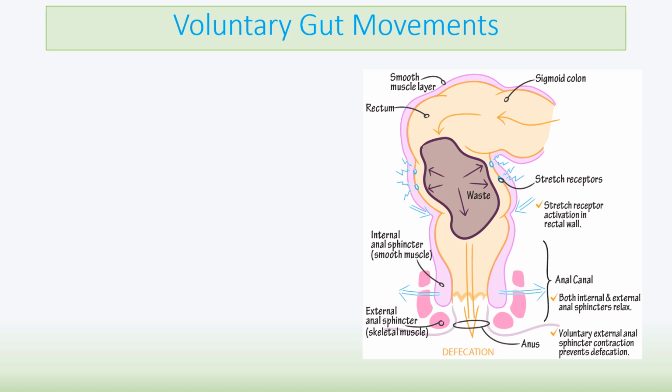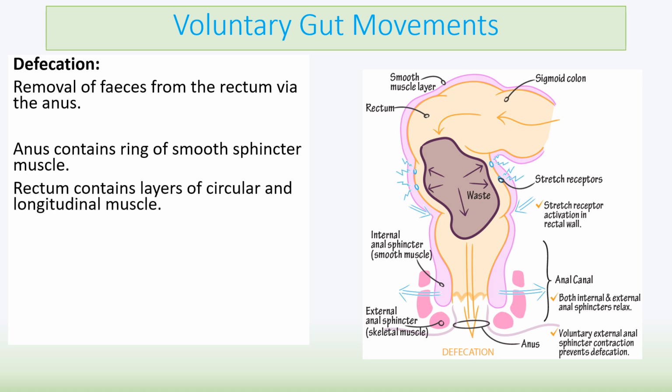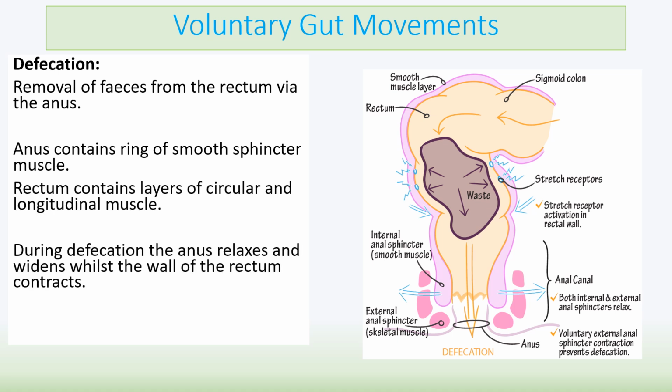Once you get to the end of your digestive system, we obviously need to defecate, so the release of feces via the anus through the rectum is here. So the anus contains rings of smooth sphincter muscles, the rectum contains layers of circular and longitudinal muscles. And during defecation, the anus relaxes, so it relaxes the sphincter muscles, which widen, and then the walls of the rectum contract, pushing the food through. And for babies, this is involuntary, but we learn to control these as we get older.